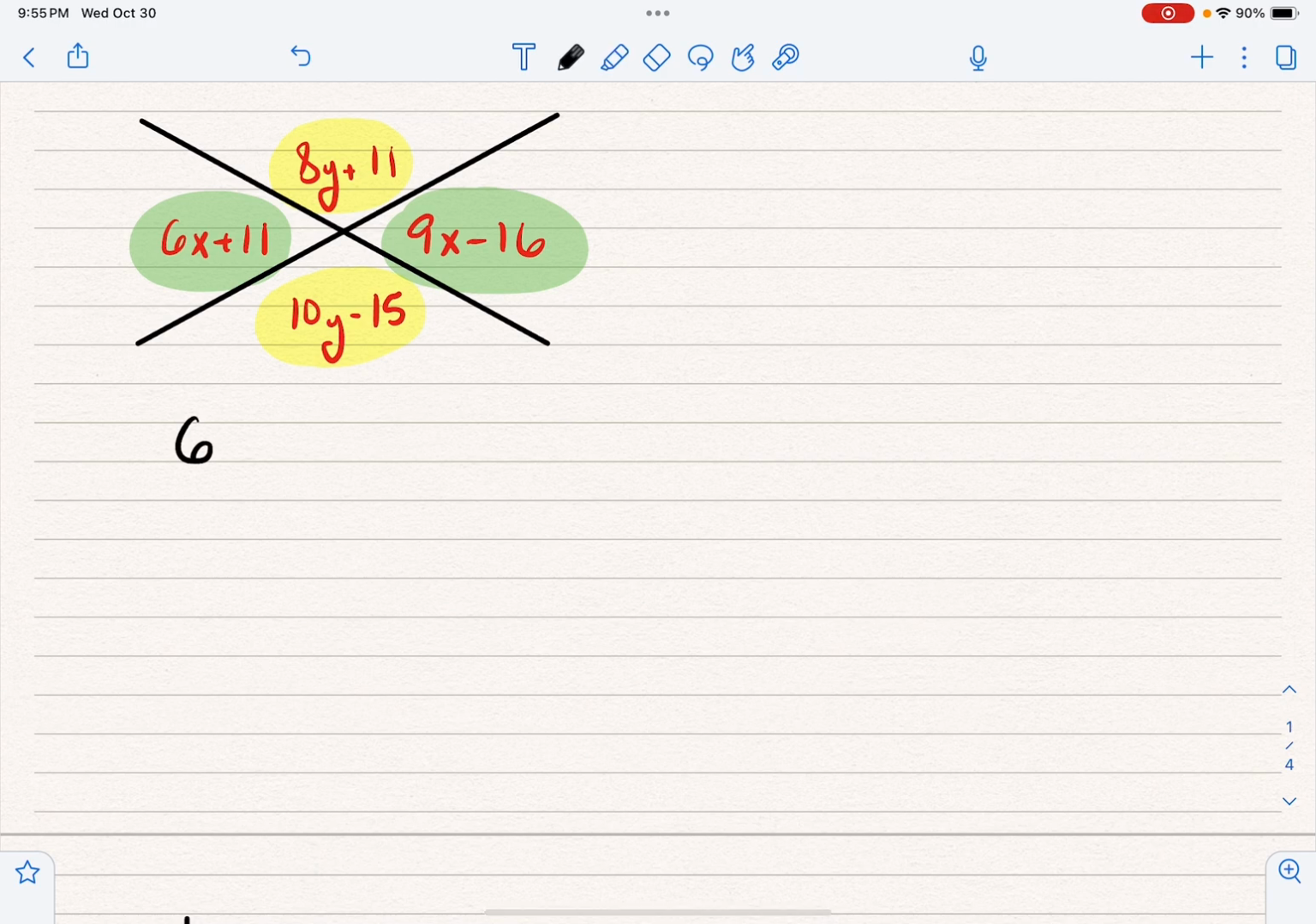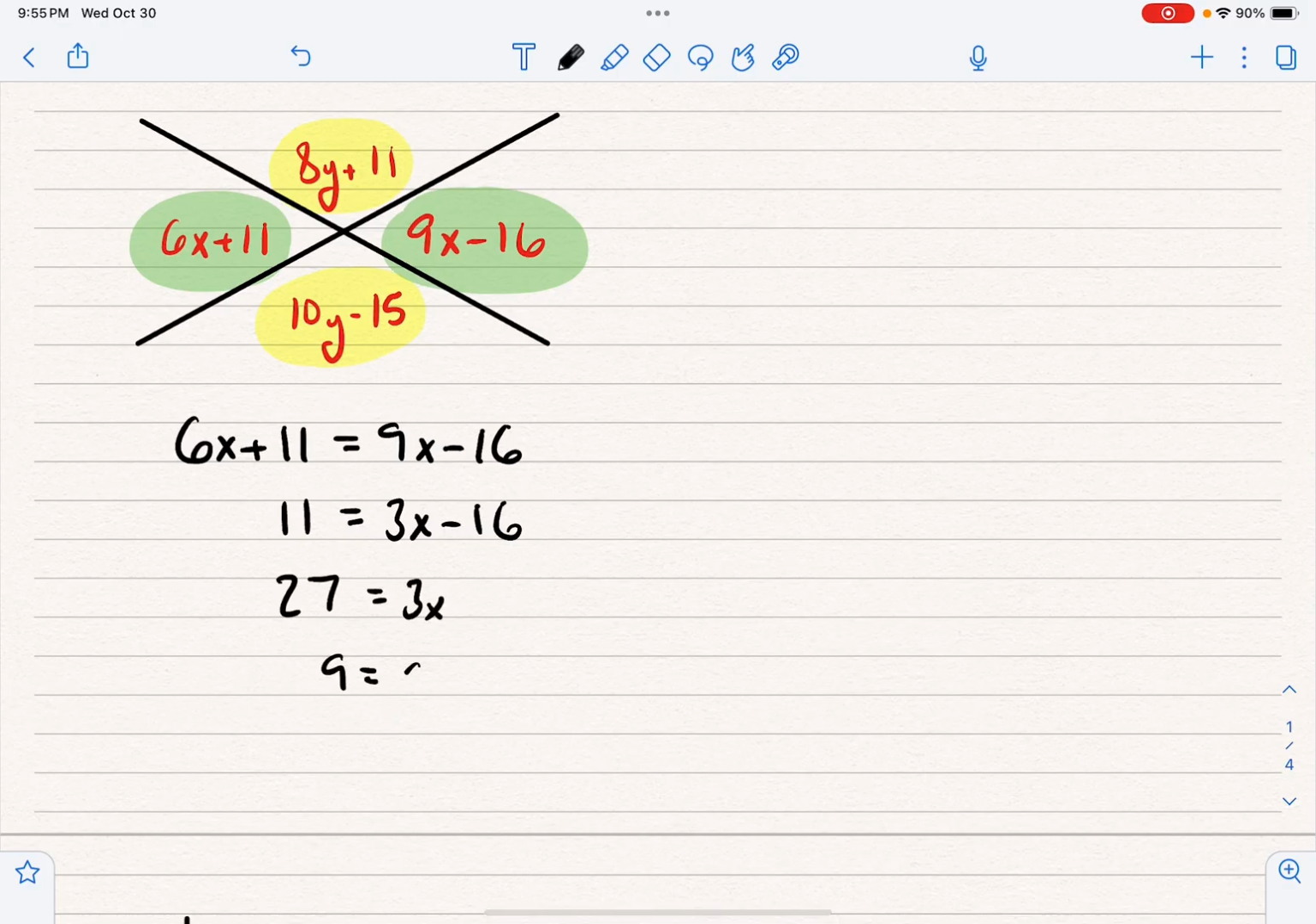So I'm going to start with this idea of setting 6x plus 11 equal to 9x minus 16. We could subtract 6x from both sides and get 11 equals 3x minus 16. Add 16 to both sides and get 27 is equal to 3x. So therefore 9 is equal to x, or in other words, x is equal to 9. All right. Again, we could plug that back in right here and right here, make sure we get the same values. 6 times 9 is 54, plus 11 more would be 65. 9 times 9 is 81. 81 minus 16 is, again, 65. So that answer makes sense.